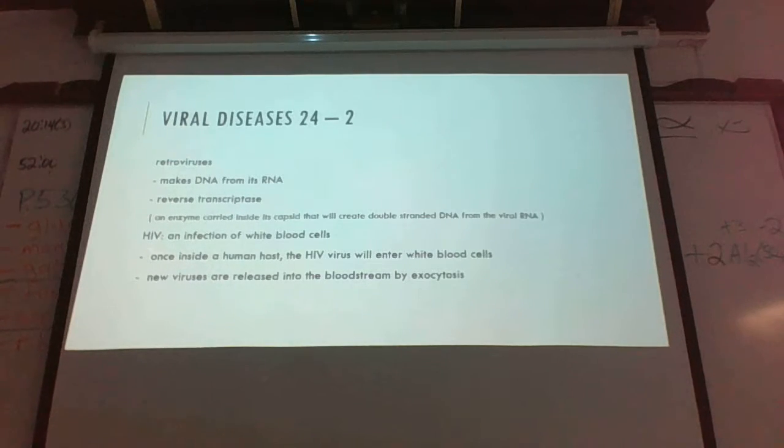So as we see here, this human immunodeficiency virus, which leads to acquired immunodeficiency syndrome, or AIDS, has an effect on the white blood cells. It compromises them. Once inside a human host, the HIV virus will enter the white blood cells and compromise them. What we mean by compromise is it has a negative effect on them. New viruses are released into the bloodstream by exocytosis, which means the cell ruptures, and then it goes on to have an effect on other cells.